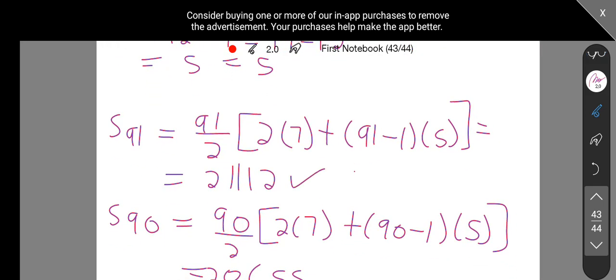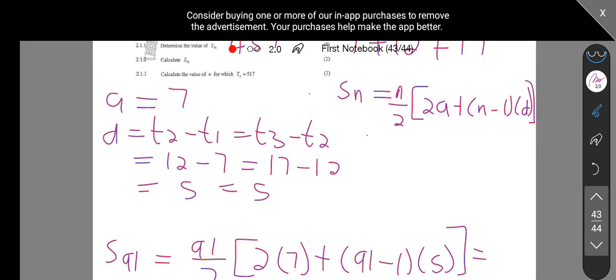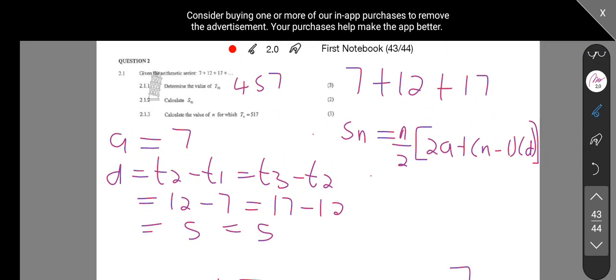So the second answer, they say calculate S91. We have found it. S91 is 21112. So we're just going to write the answer there. Because we have shown it in all the steps, we're just going to write 21112. Then 2.1.3 says calculate the value of n for which Tn is equal to 517.